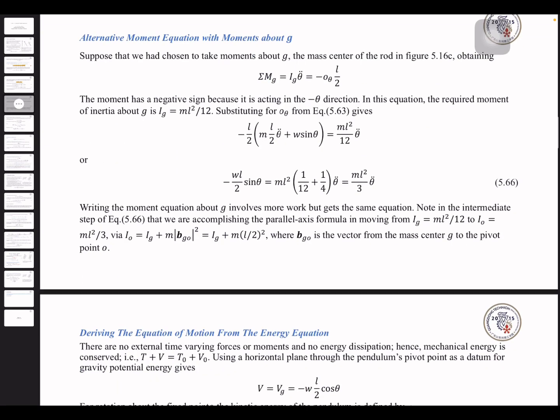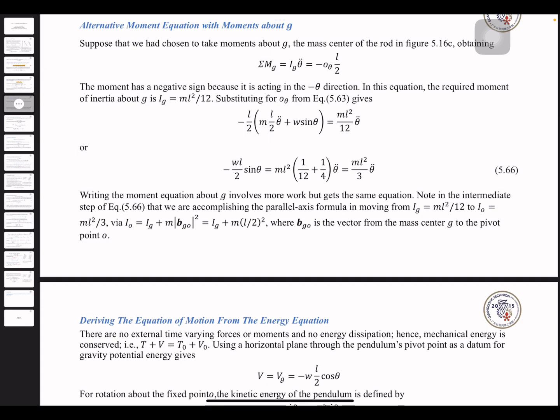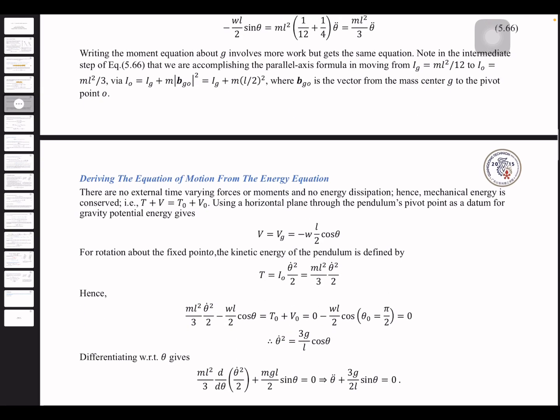Writing the moment equation about O involves more work, but gets the same equation. Note that in the intermediate steps of the equation, in the parentheses, we are accomplishing the parallel axis formula in moving from Ig equal m L squared over 12 to Io equal m L squared over 3. Here Io equals Ig plus m times BGO squared, equal Ig plus m times half L squared, where BGO is the vector from the mass center G to the pivot.